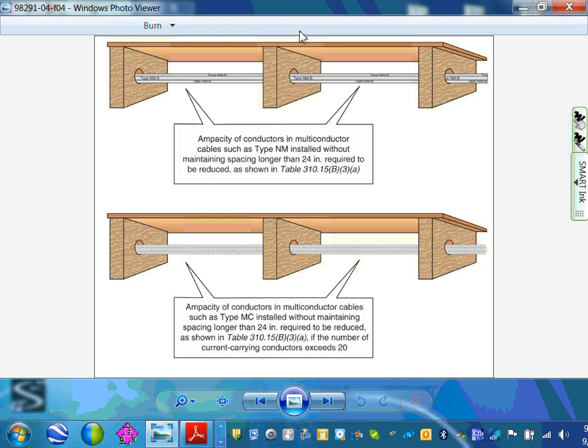Now, what's not easy to remember: if the pipe is 24 inches or less, do you have to derate? No. Now, if you have multiple cables, look at this. If you have multiple cables grouped together, bundled together, then you also have to derate. You also have to derate if they're more than 24 inches. Bundled together, if they're more than 24 inches, you have to derate.